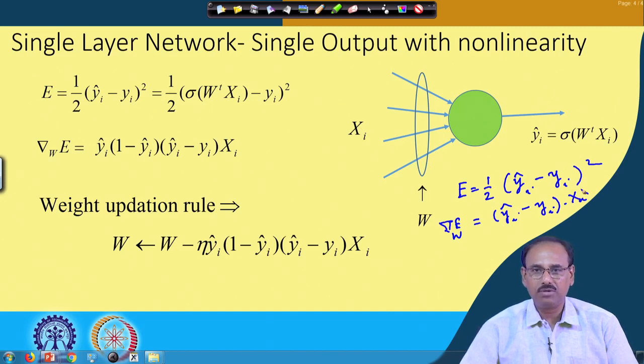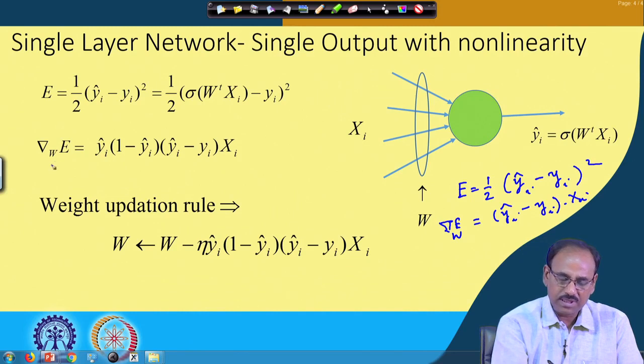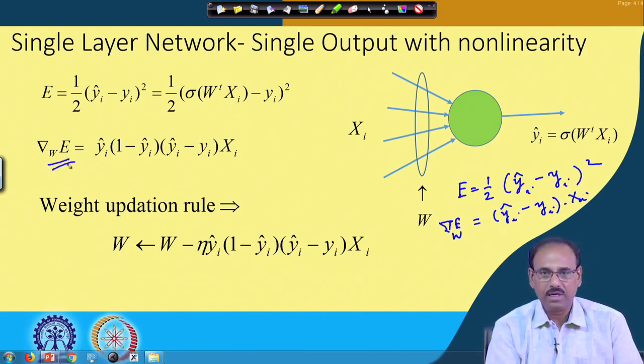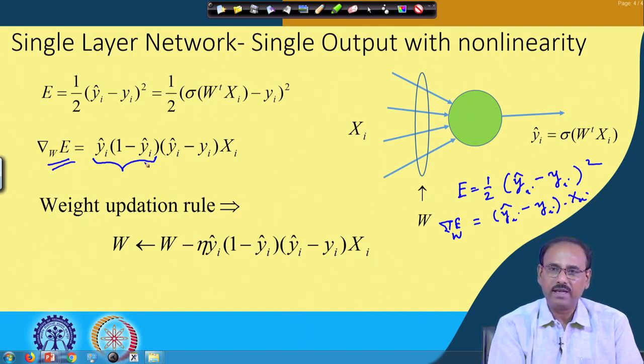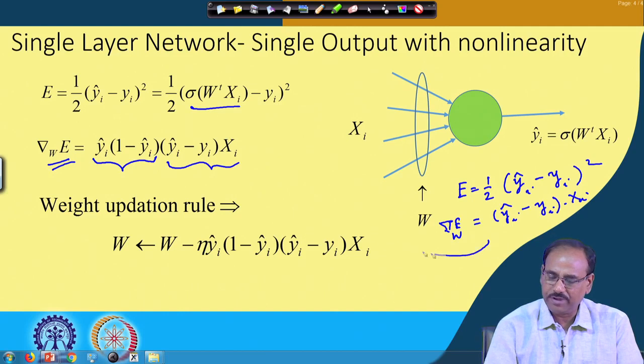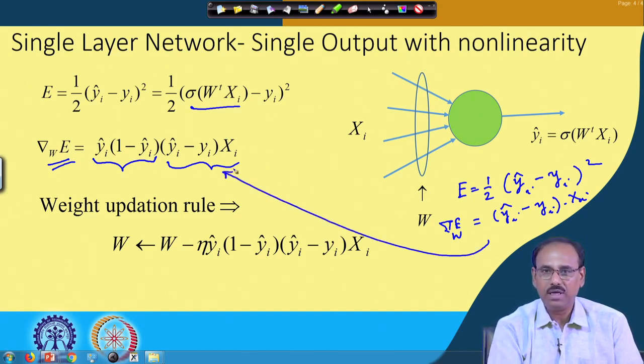This was without nonlinearity. Now, as we have imposed nonlinearity, which is a sigmoidal function, and we have said just before that for a sigmoidal function, if you take the derivative with respect to the argument, it becomes sigmoidal s into 1 minus sigmoidal s. So, because of that, the gradient of the error function becomes y_i hat into 1 minus y_i hat, where this y_i hat is nothing but sigma of w transpose x_i, and the other term simply comes from here. This is basically the gradient of E with respect to w without the nonlinearity.